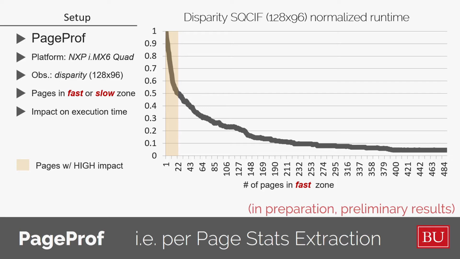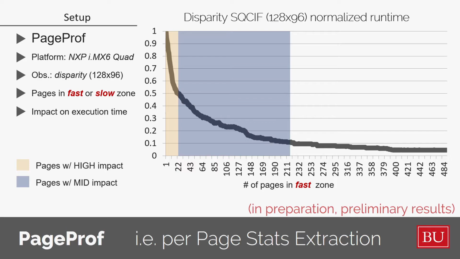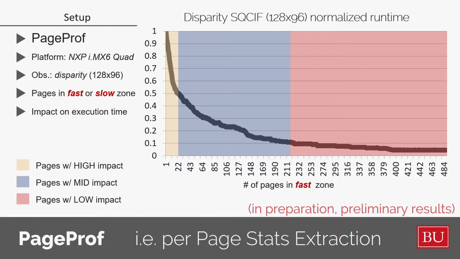So these are pages with high impact on the execution time of the application. And then there is a second group of pages that still benefits from being allocated in fast memory, but not as much. And then there's a group of pages that has low impact on the runtime of the application. So being able to classify memory pages by their relative importance on the application runtime is a way to better decide how partitioning and allocation of memory resources should be done for our workload.